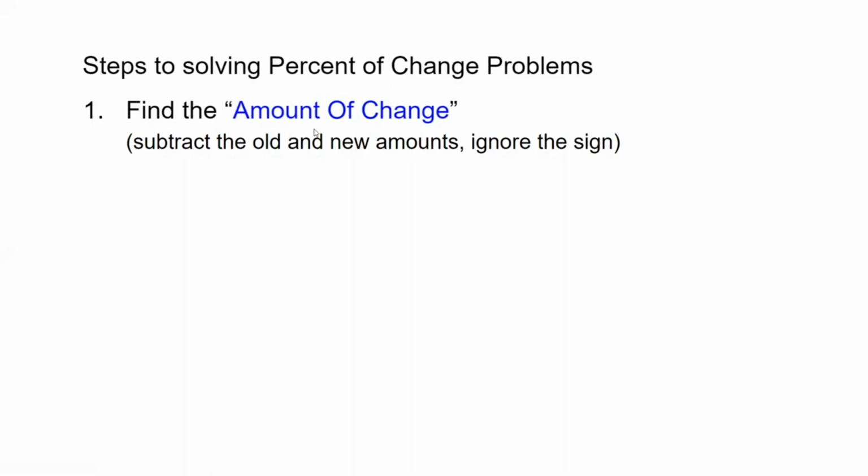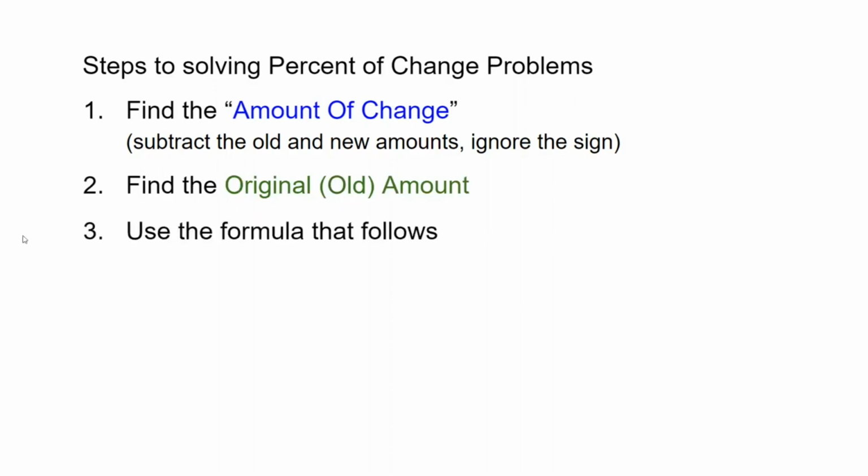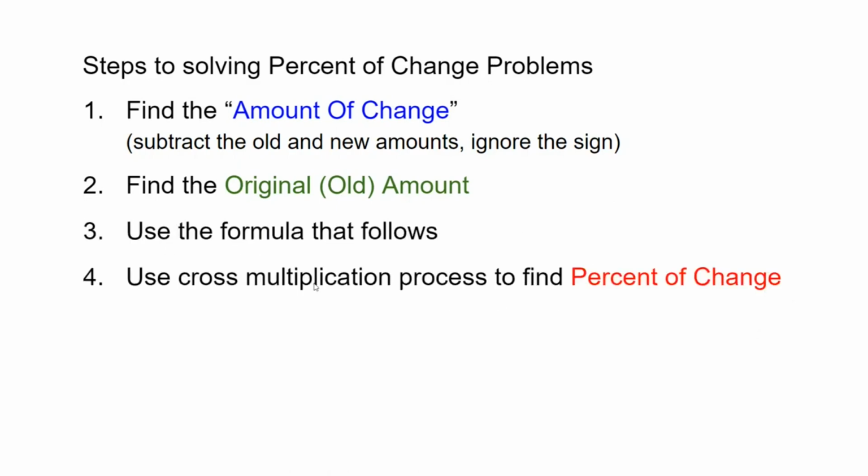In some cases, you might actually be given the amount of change, which we will have an example of in the problems that we review, so you won't have to do the subtraction. But if you're given old and new amounts, you will want to subtract. Then you want to find the original or the old amount. That's the number that we're going to use in our formula. We're going to use a formula that follows in just a moment and use the cross multiplication process that is hopefully becoming familiar to you when we do percent problems.